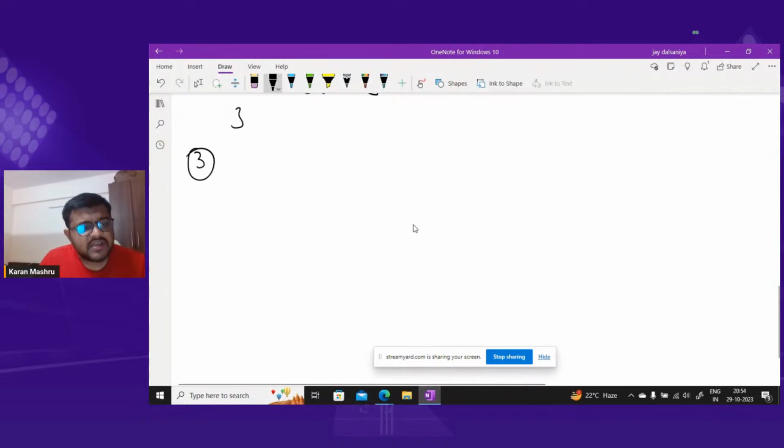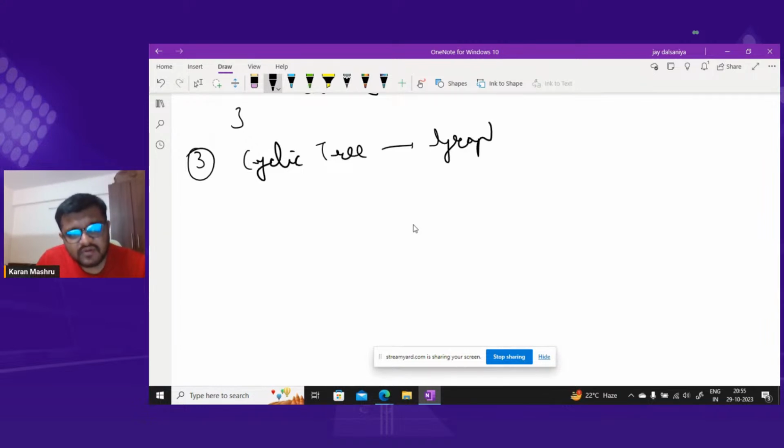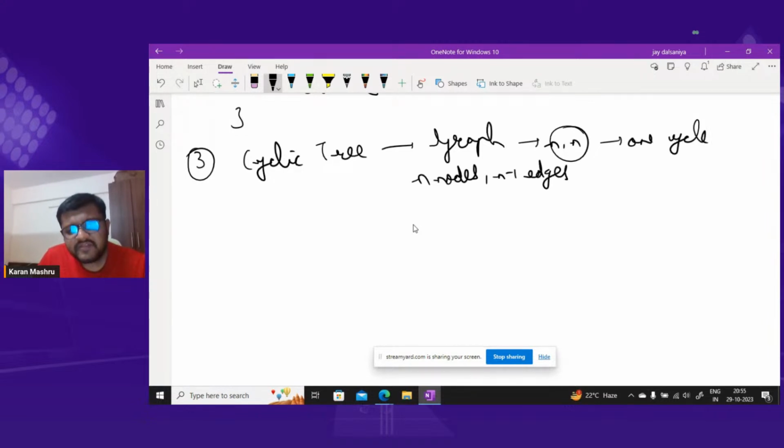So what this cyclic tree question basically says is, there is a graph with n nodes and n edges, and there is one cycle. Now we know that if a graph has n nodes and n minus 1 edges, and if this is connected, what is the meaning of connected? There is a path between any pair of vertices, then this basically forms a tree.